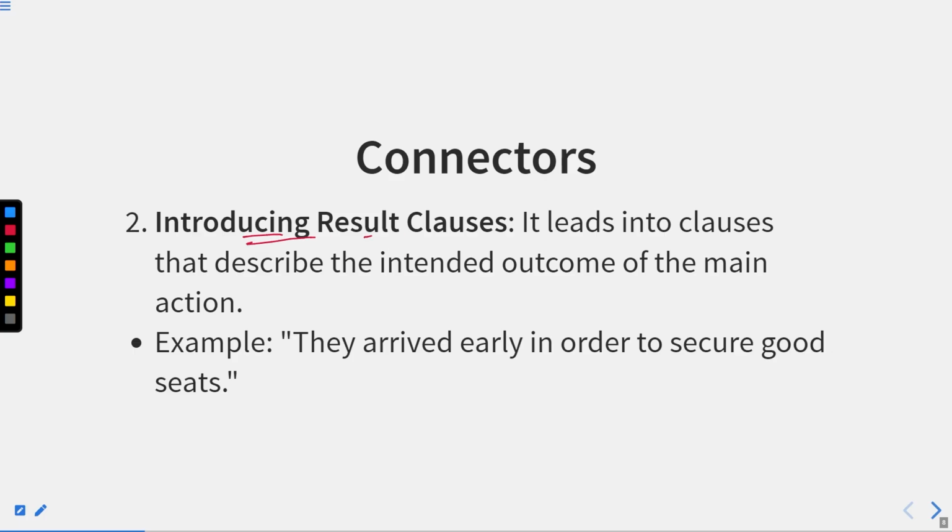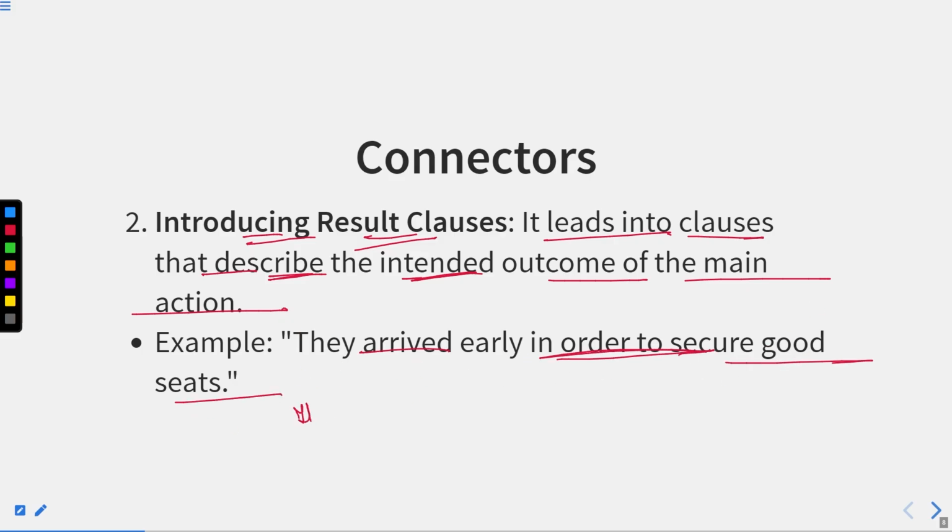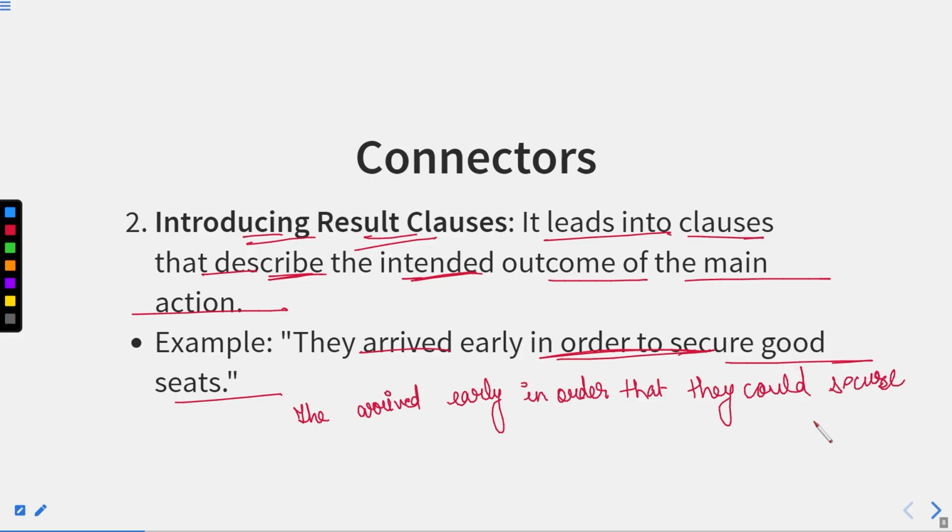Now, the second use is introducing result clauses. It leads into clauses that describe the intended outcome of the main action. They arrived early in order to secure good seats. Now, if I say they arrived early in order that they could secure seats. Okay, they could secure seats. Now, if you see this sentence, you can see the difference in both of these sentences. What is the difference?